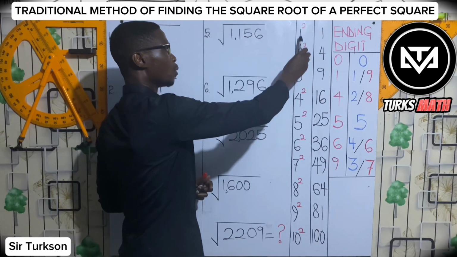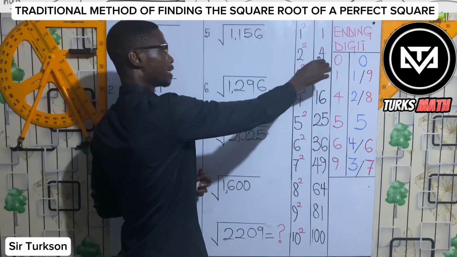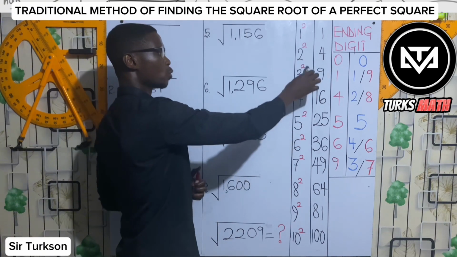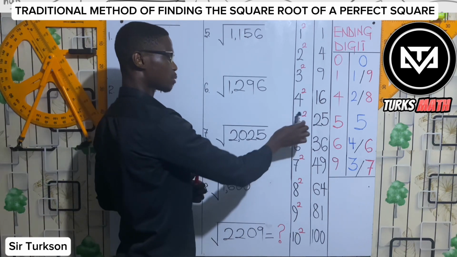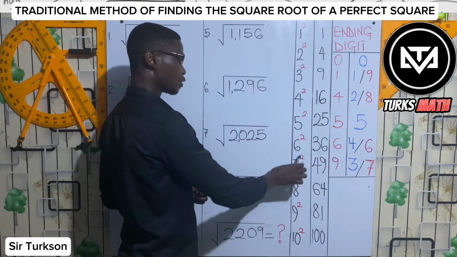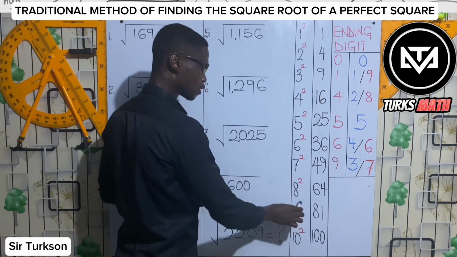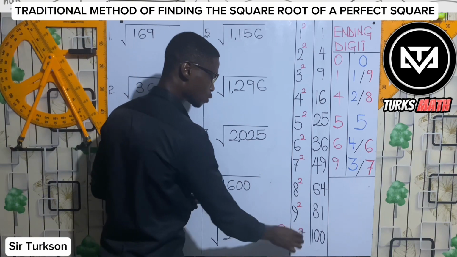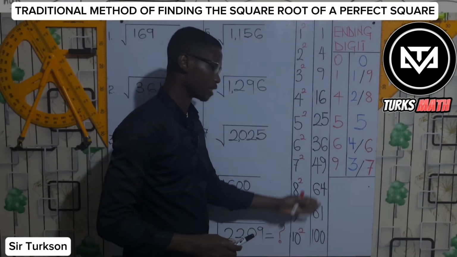Now, 1 square will give us 1. 2 square, 4. 3 square, 9. 4 square, 16. 5 square, 25. 6 square, 36. 7 square, 49. 8 square, 64. 9 square, 81. 10 square, 100. These are examples of perfect squares.